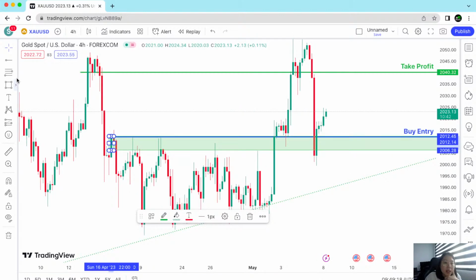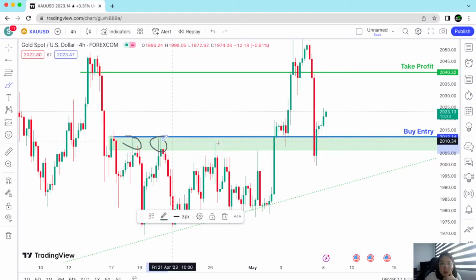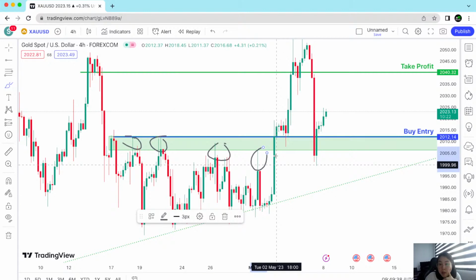Okay, do you see all these wicks? All these wicks can be your possible entry. The possible entry can even go down as low as 1998, but I don't think price is going to come down there a second time. I think this area is the more highly likely area of price coming back.